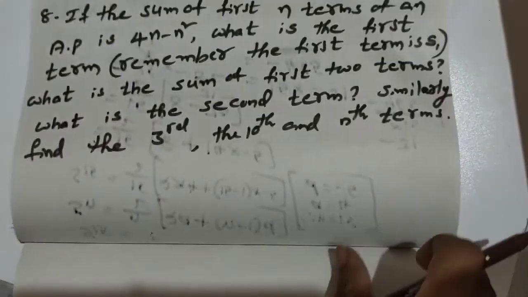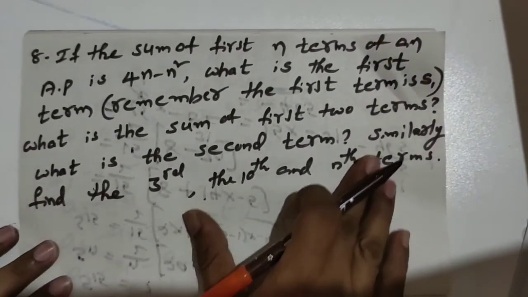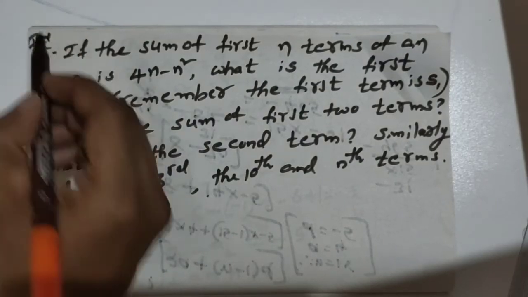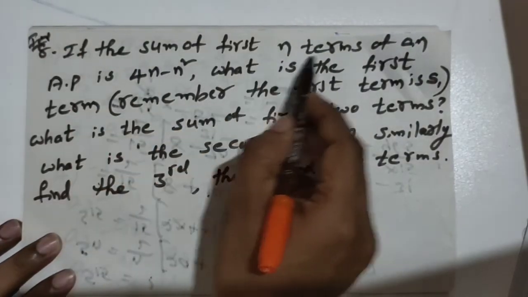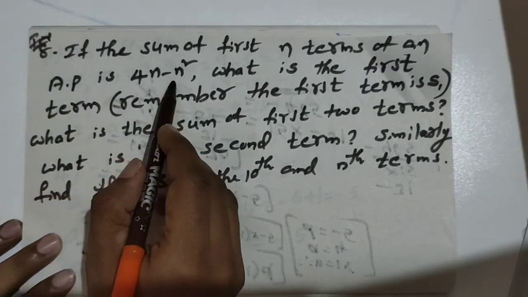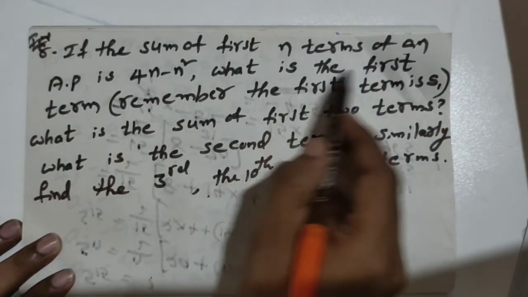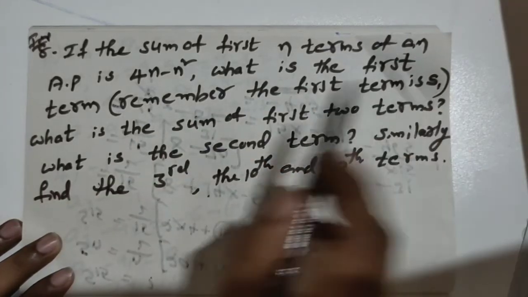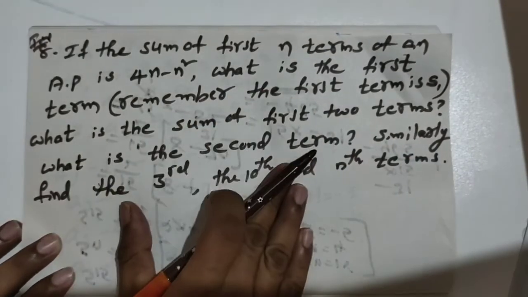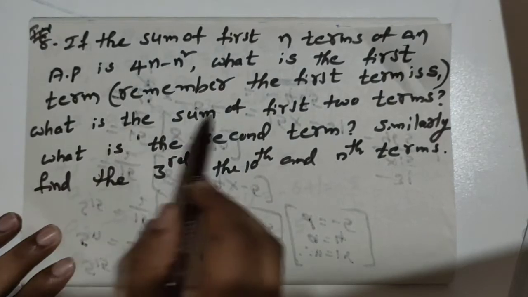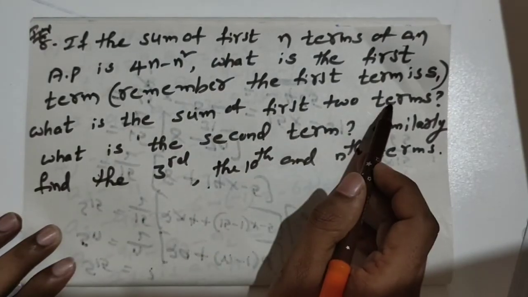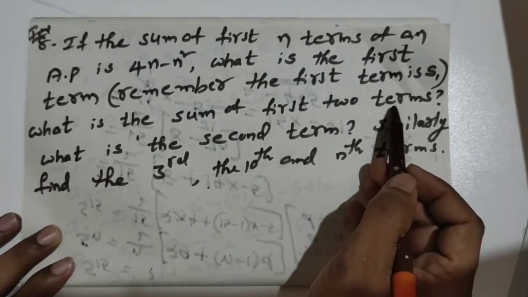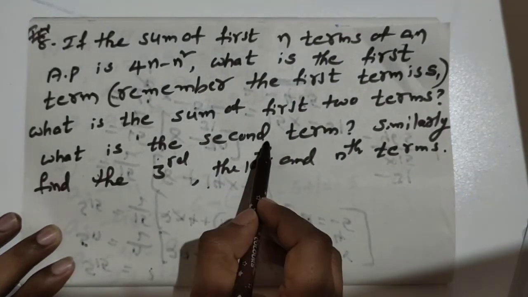And then one more important one. See this carefully, children. Most important. If the sum of the first n terms of an AP is 4n minus n square, what is the first term? Remember, the first term is S1. For this particular sum, see this. So what is the sum of the first two terms? Okay, in this we have different questions. What is the sum of the first two terms and what is the second term?